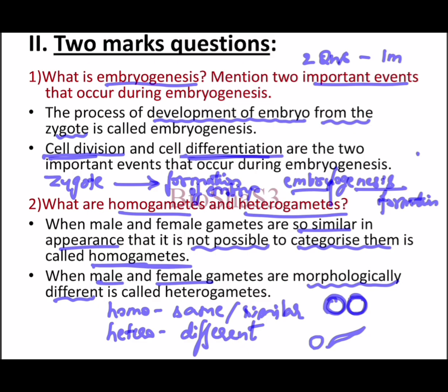Homogametes and heterogametes. Homo means the same, hetero means different. So when you can differentiate into male and female, morphologically they are different in appearance, you call it heterogametes. And when the male and female gametes are so similar in appearance that it's not possible to categorize them into male and female, you call it homogametes. I hope it's clear.